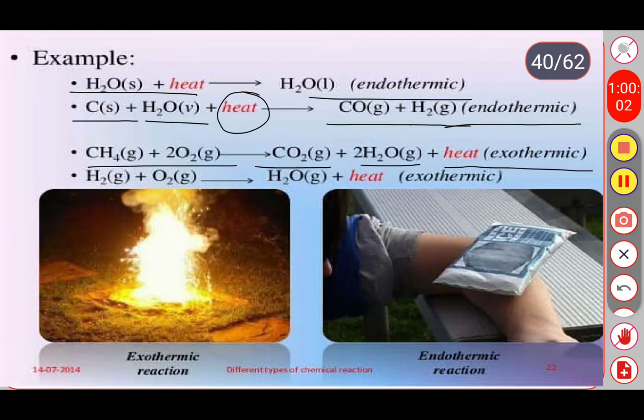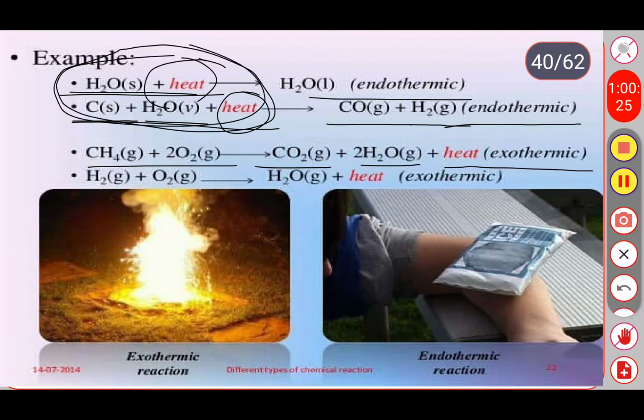It means in presence of the heat only the reaction will be completed. In presence of heat the reaction will take place. Here in the exothermic reaction, when the reaction is completed, it will release the heat. That's why we write heat on the RHS part. In the part of RHS we write the heat.